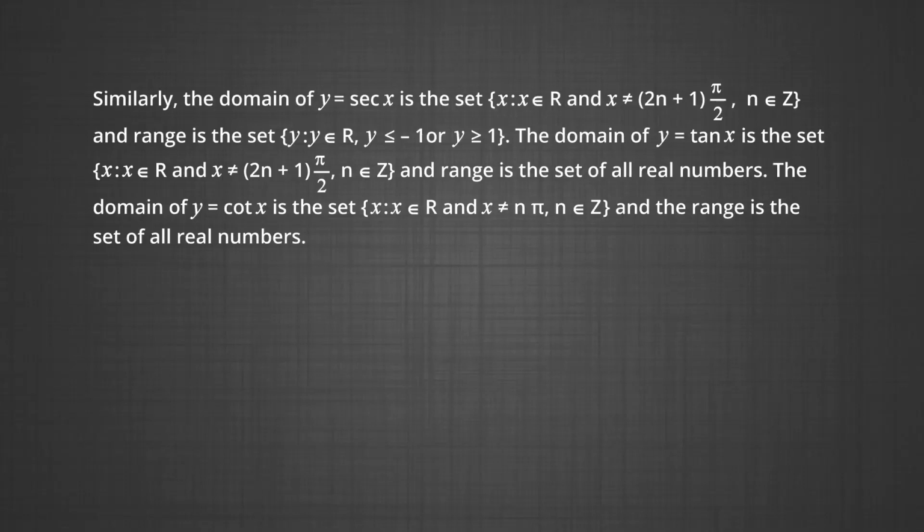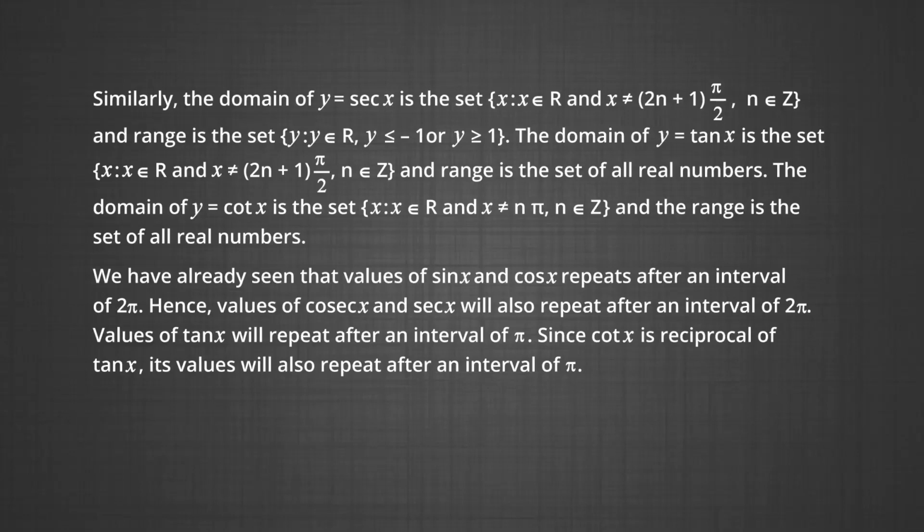The domain of y = tan x is the set of x such that x belongs to R and x is not equal to (2n plus 1) pi by 2, n belonging to integers, and the range is the set of all real numbers. The domain of y = cot x is the set of x such that x belongs to R and x should not be equal to n pi, where n belongs to Z, and the range is the set of all real numbers.